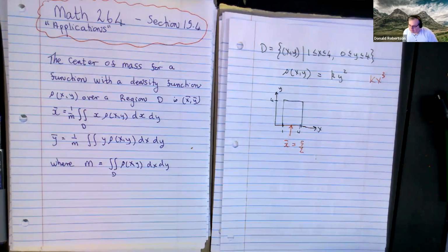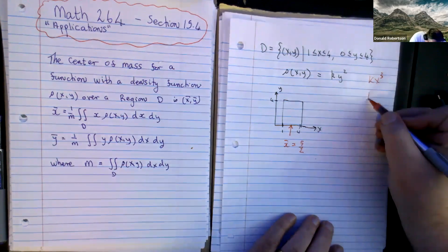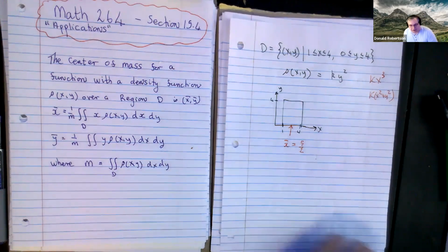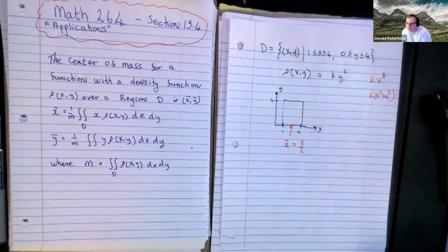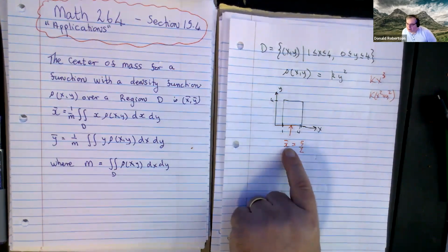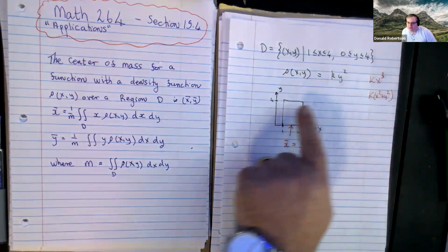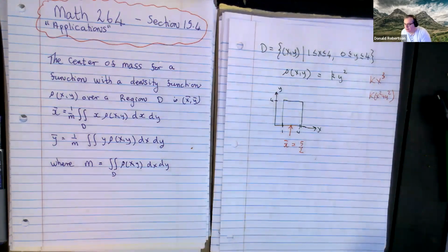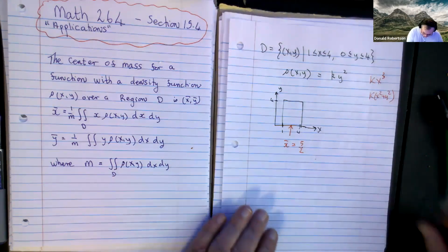If the density function has x's and y's in it, you're going to have to calculate everybody. There's no obvious shortcut. But if it only has y's, you can predict the x bar. If it only has x's, you can predict the y bar, provided the shape is something like a rectangle. You can figure out the middle of a rectangle easily.